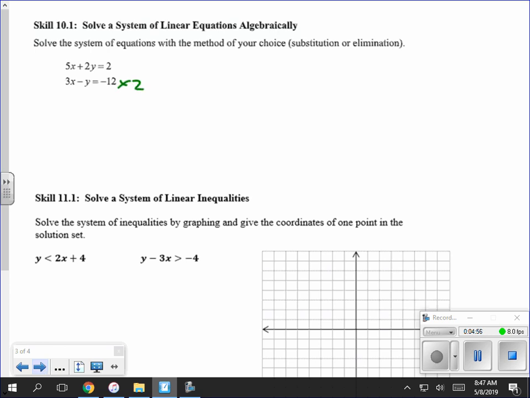Multiply the second equation by 2. And that gives me 6x minus 2y equals negative 24. Take the top equation, don't change it.